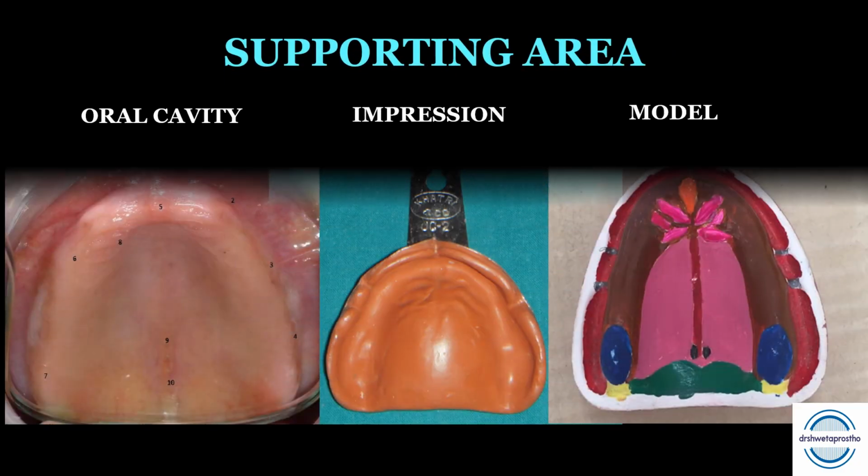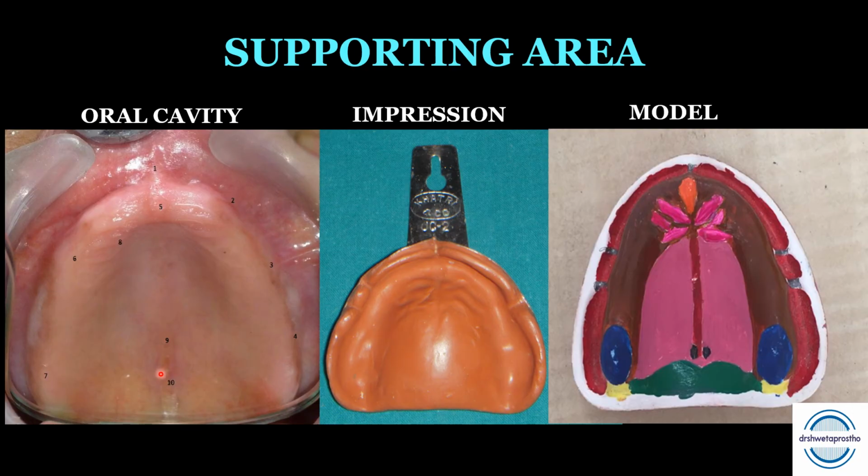Now let's locate the supporting areas in the oral cavity. First is the flat or horizontal part of the hard palate, which is the primary stress bearing area. The pink part we can see on the model shows the flat or horizontal part of the hard palate, and this is how it is obtained in the impression.